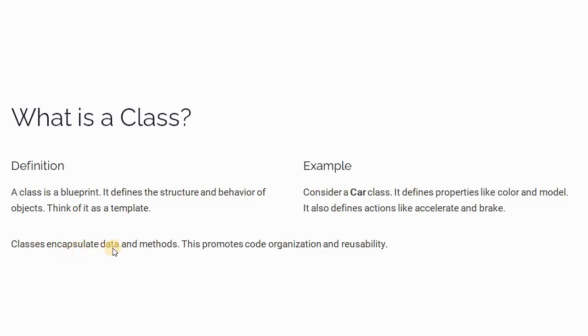So classes encapsulate data and methods. Within the class, it holds some information about real world objects. Consider a car. A car has its own properties like color, or some methods, like how a car behaves in the form of action, like how it brakes or how it accelerates. We'll see that definition in just a moment. Let's move to the next slide.